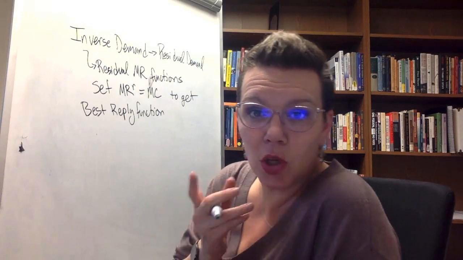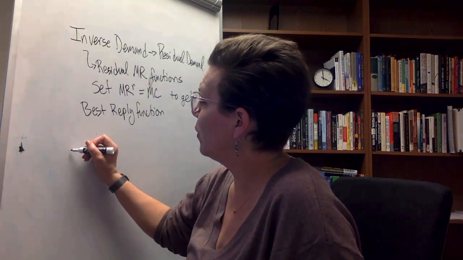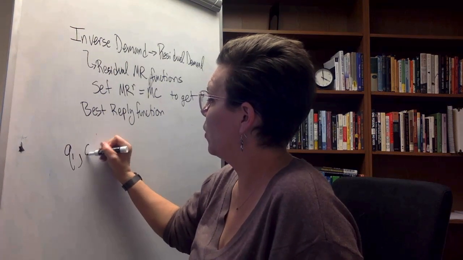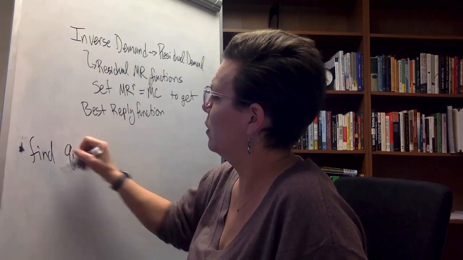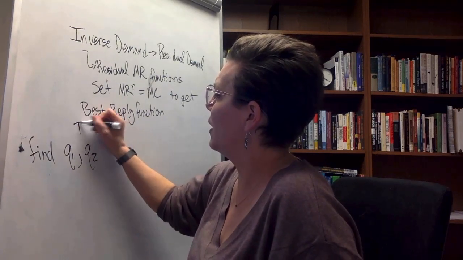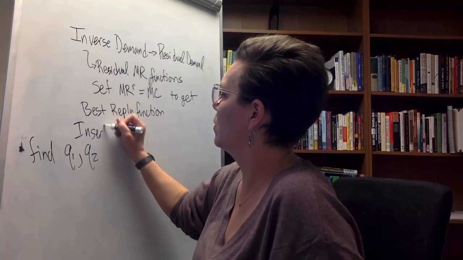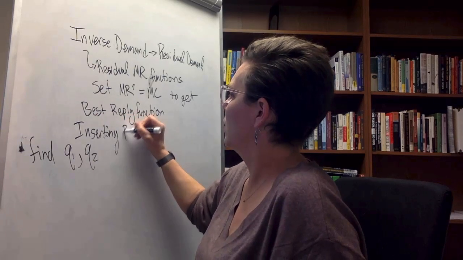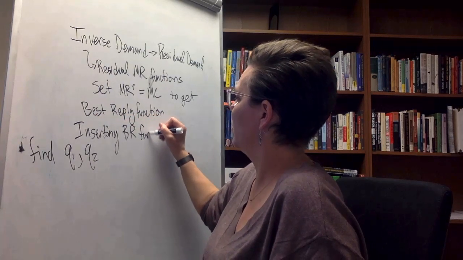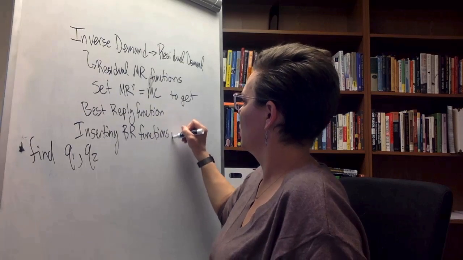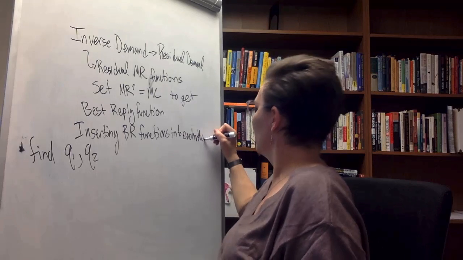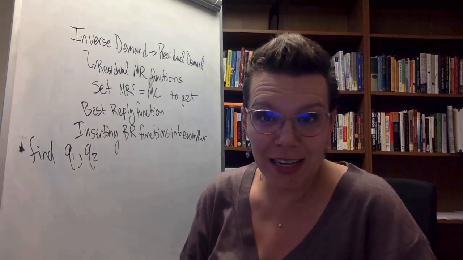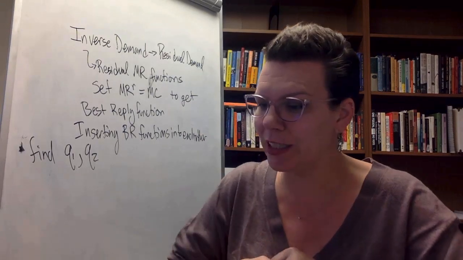And that's the big thing of the Cournot model. In the Cournot model, the strategy for each firm is the quantity they choose. So we find our quantities by inserting the best reply functions into each other. If that doesn't make sense, don't worry, I'm going to explain it.